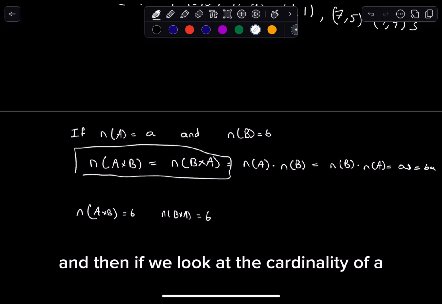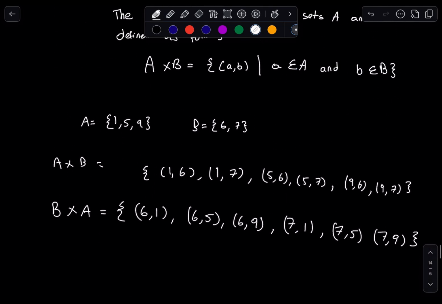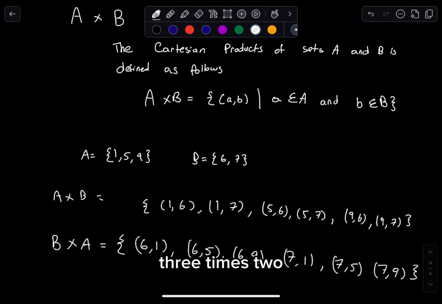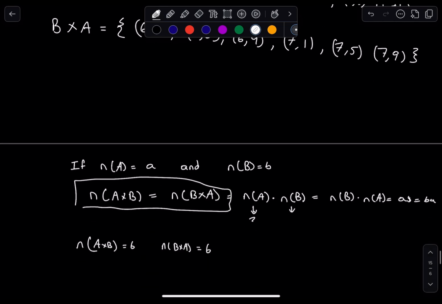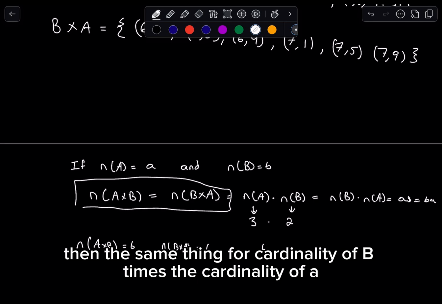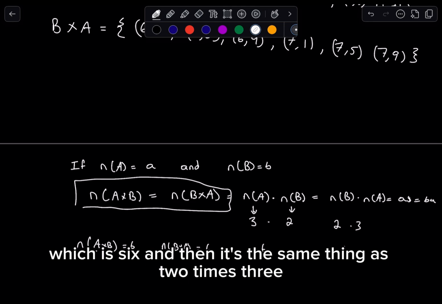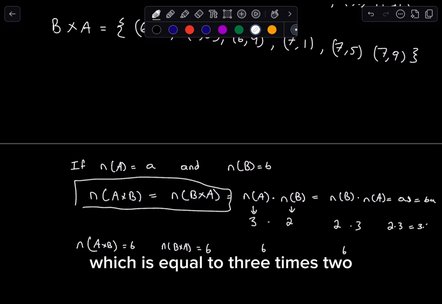And then if we look at the cardinality of A times the cardinality of B, this is going to be 3 times 2, which is going to be 6. And then the same thing for the cardinality of B times the cardinality of A, which is also going to be 2 times 3, which is 6. And 2 times 3 is equal to 3 times 2.